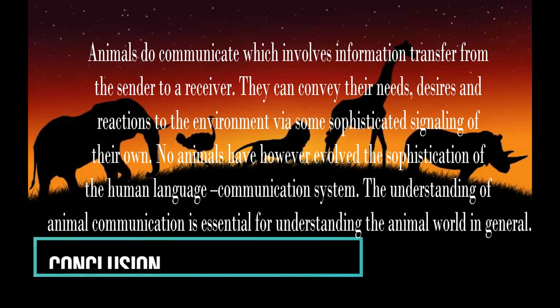In conclusion, animals do communicate, involving information transfer from the sender to a receiver. They can convey their needs, desires and reactions to the environment via sophisticated signaling of their own. No animal has, however, achieved the sophistication of human language, which is a communication system. The understanding of animal communication is essential for understanding the animal world in general.